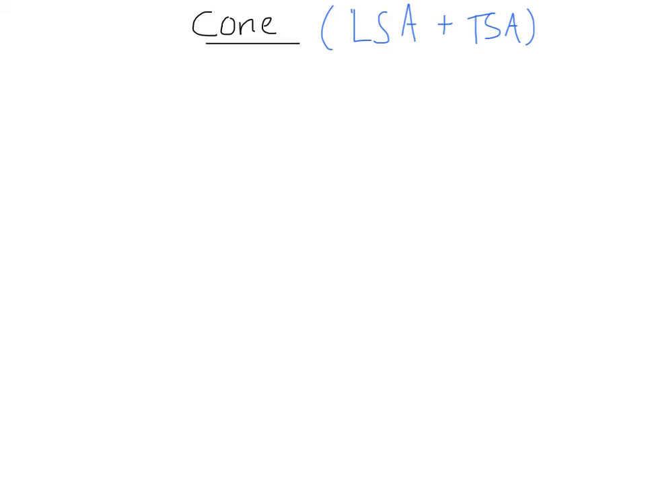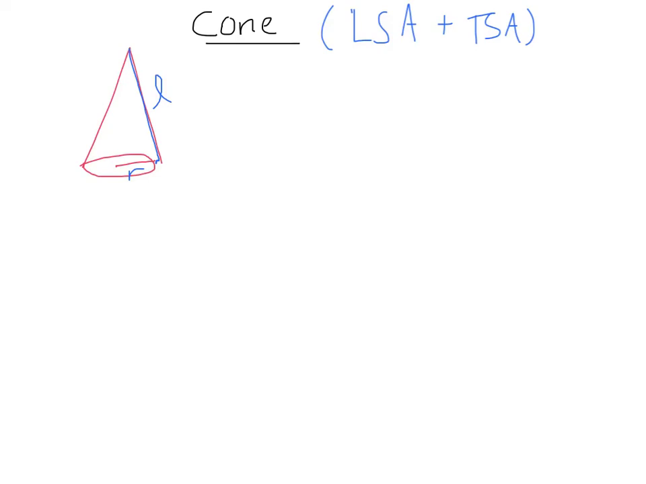So now for a cone, here's my handy dandy cone right here. We'll have some radius here. Now keep in mind, we learned about this in pyramids. I'm going to put an L right there for that blue line. That blue line is going to be referred to as the slant height.